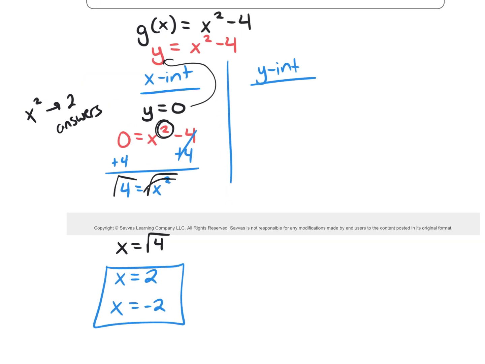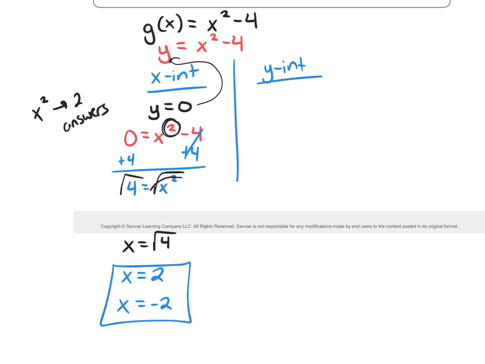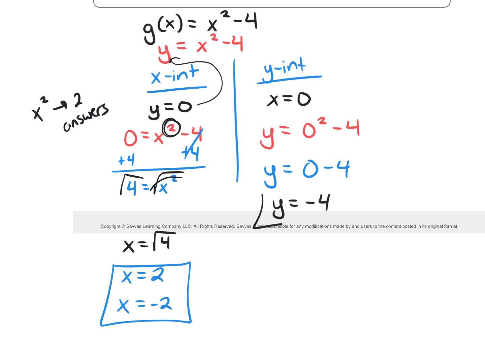Okay, are we done with the problem? Nope, we got to do the y-intercept. How do I start the y-intercept? X is 0 this time. So if I plug that in, we get y equals what? 0 squared minus 4. What is 0 squared? 0. 0 minus 4 is negative 4. And then you're done.